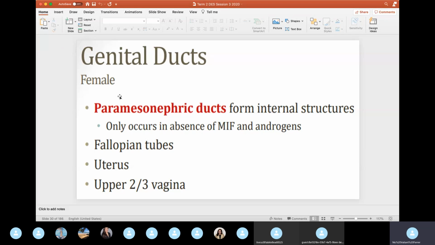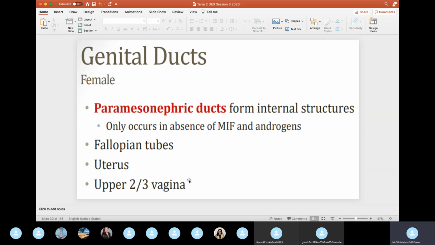How about in the females, you have the para-mesonephric ducts. They form the internal structures. They only occur in what? Absence of Mullerian inhibitory factor and androgens. What are the adult derivatives of the para-mesonephric ducts? Your fallopian tubes, uterus, and the upper 2/3 of your vagina.